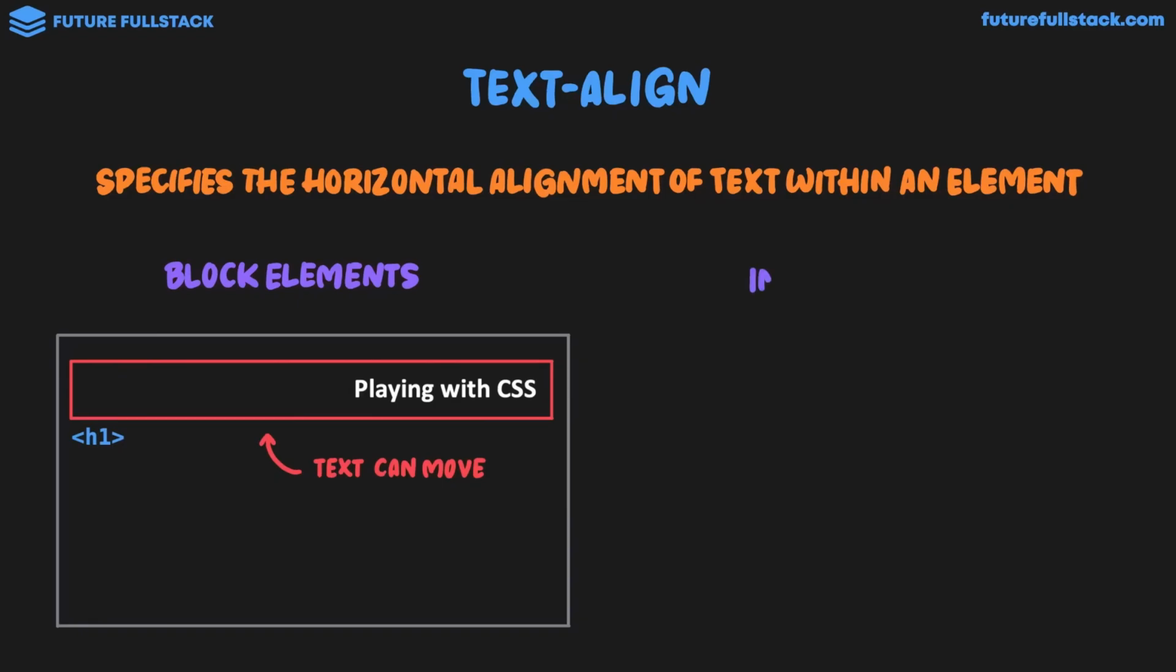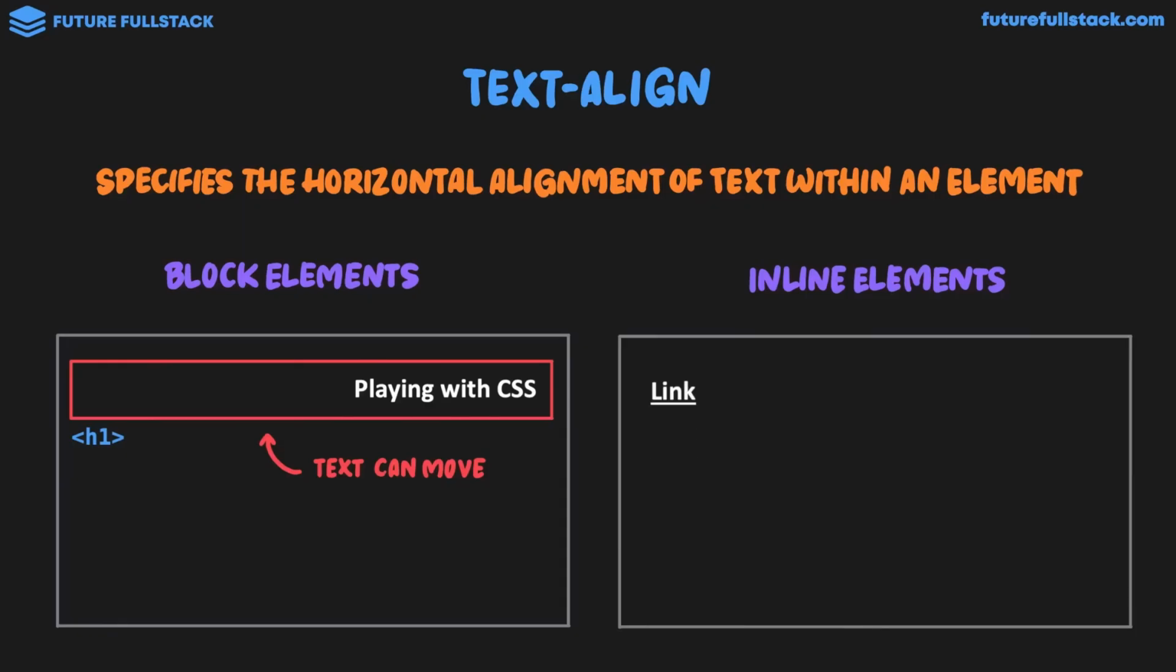Let's compare this to inline elements. As we know, inline elements only take up the horizontal space that they need. In this example, I have a hyperlink with the text link, which is an anchor element. And as we know, anchor elements only take up the space they need. Because of this, there is no space for the text to move, because the box is only as big as the content itself. So if I try to apply text align right to this element, it won't have any impact.